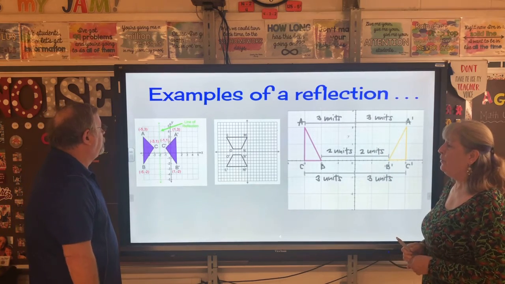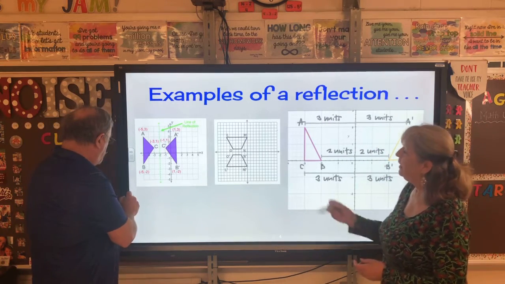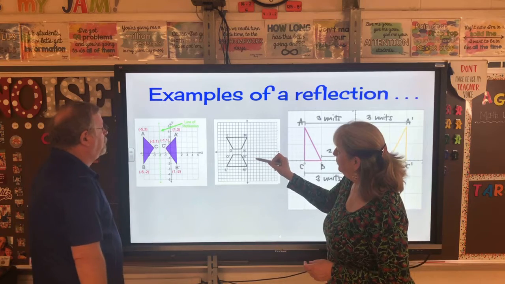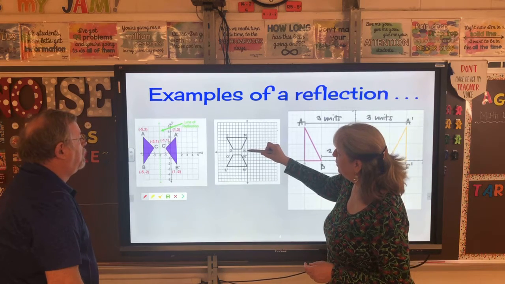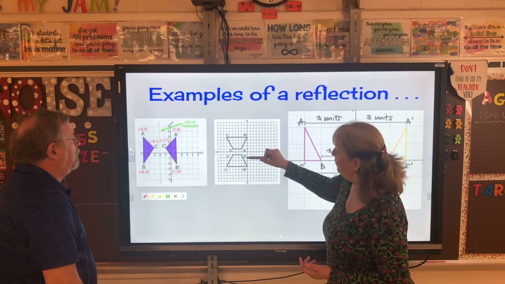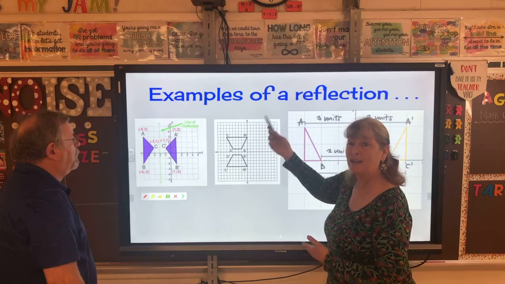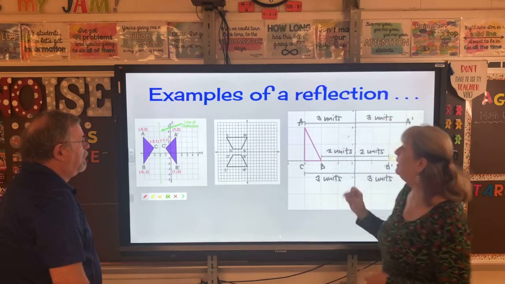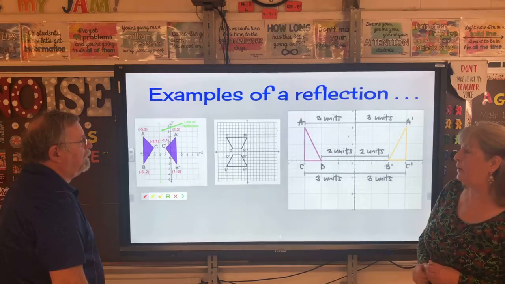Okay. Yes. And then of course, one of the things that I like is it has the original, and then when you see that little prime, you know that that's the reflected piece. All right, let's go ahead and do a couple. I think we have a couple to do on here.